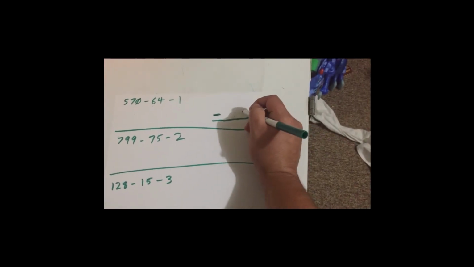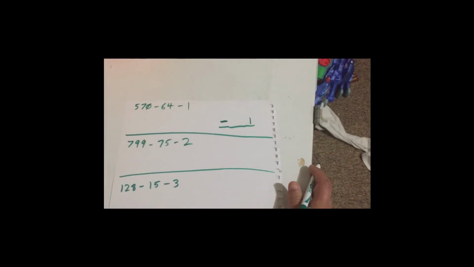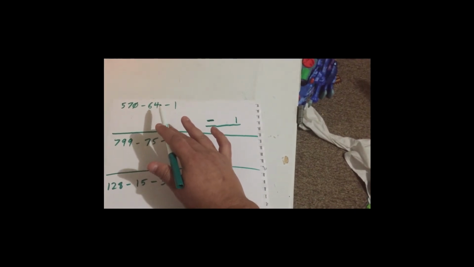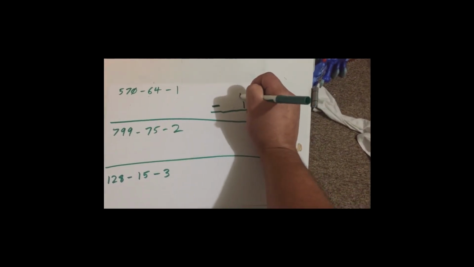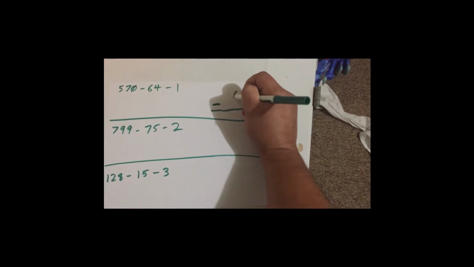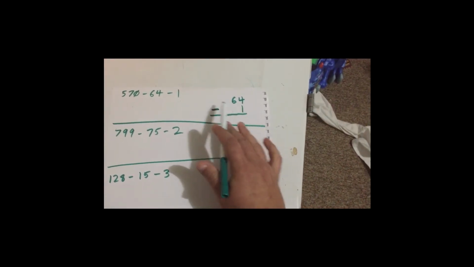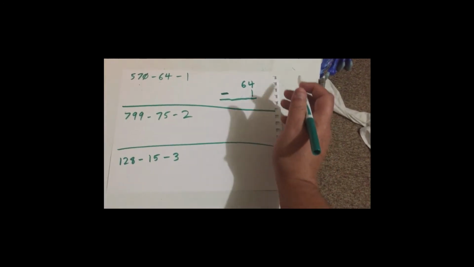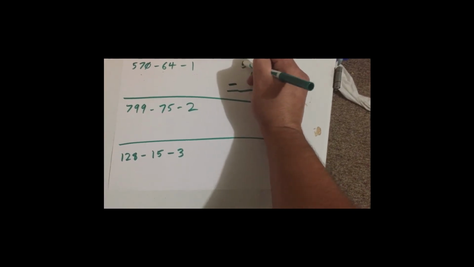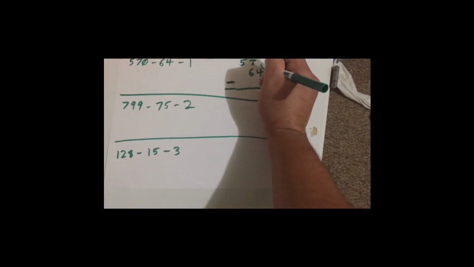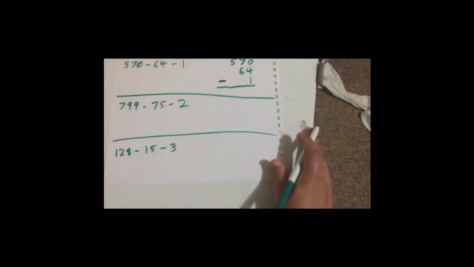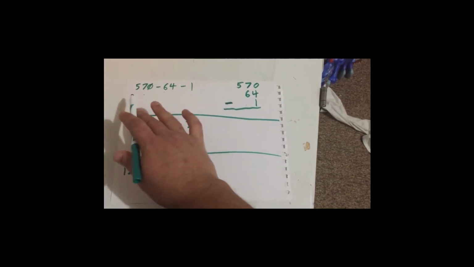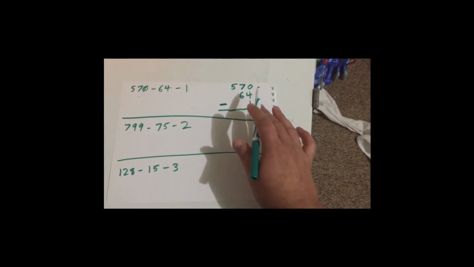So the first thing we're going to put down is the 1. All right, and then the next thing in the order of operations is the 64. So we're going to put that above the 1. And then the next thing in our order is 570. So we're going to put that 570 up here. Okay, you see how we did that? So we built it from right to left, from the bottom up.